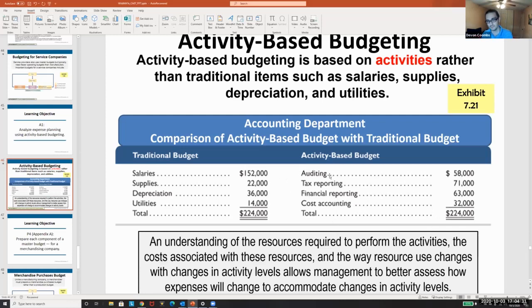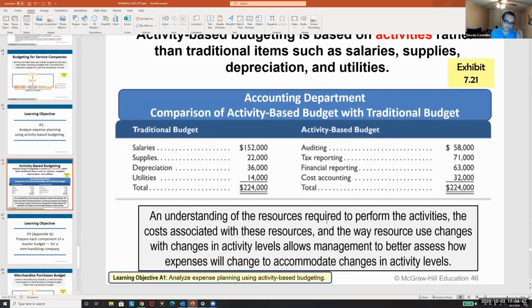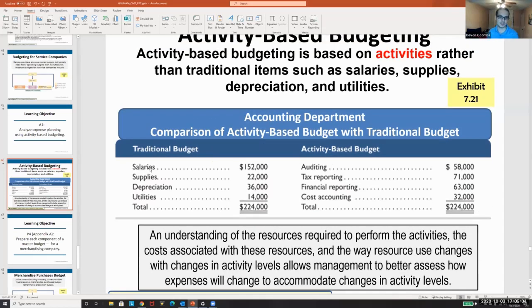Because then we figure out, and this is how a lot of big companies do it, how much money does our auditing department need? How much money does our tax department need so that they can plan and then make their own budgets? And this way it helps us see how much money we're making as well. So it's just an understanding of the resources required to perform activities and the costs associated with those resources. This is a way that we can measure changes in activity levels and accommodate those changes. So if we have more audits this year than tax, we know the expected mix. So just know what it is, know that it exists. It's different from traditional budgeting because we're no longer just tracking these traditional buckets, like financial statement buckets, but we can do it by activity as well.